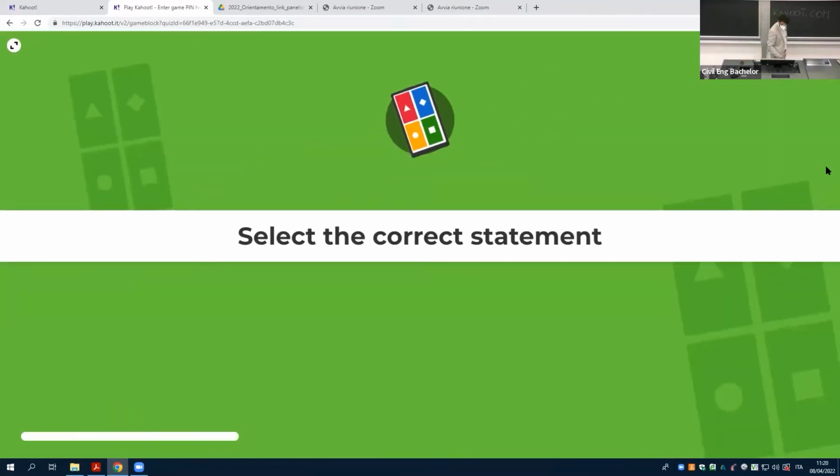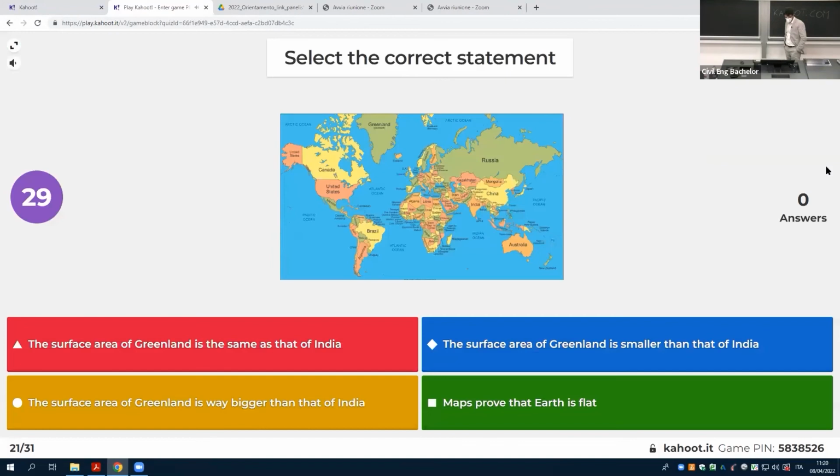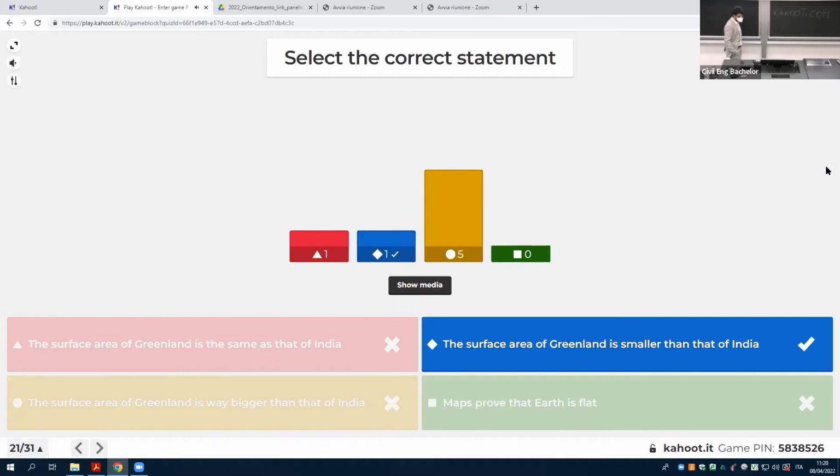In your opinion, the surface area of Greenland is the same as that of India. The surface area of Greenland is smaller than India. The surface area of Greenland is way bigger than that of India. The maps prove that Earth is flat. What's the correct answer? Of course, I'm talking about the real surface. So do you think that Greenland is bigger than India, smaller than India, looking at this map?